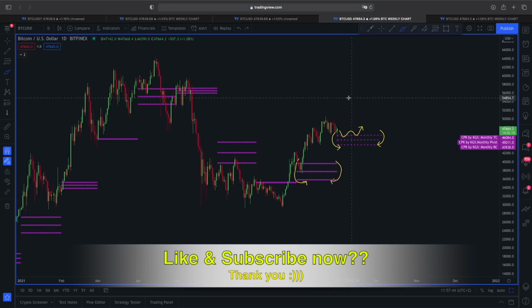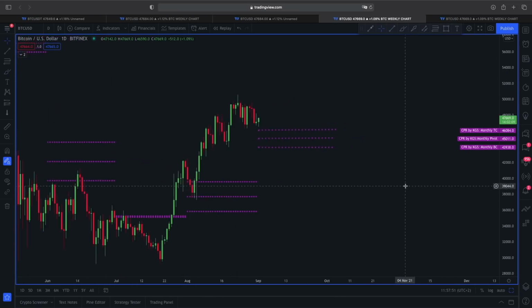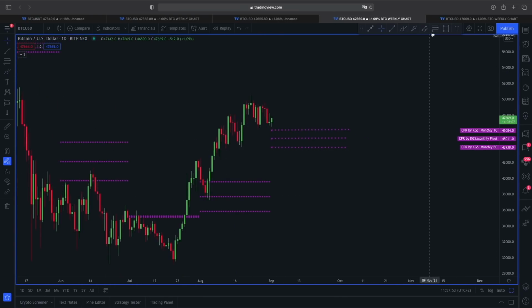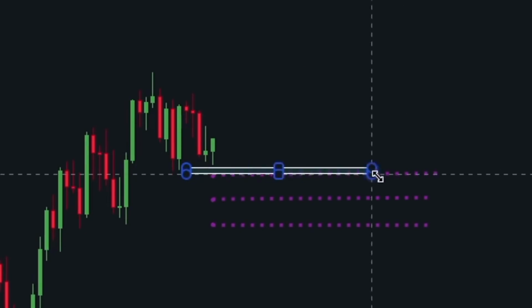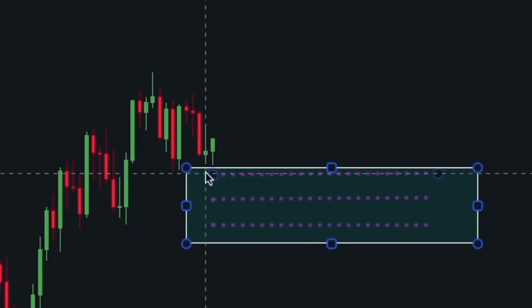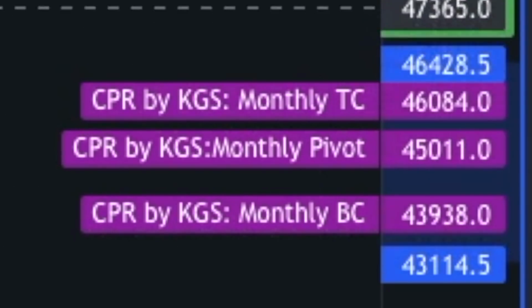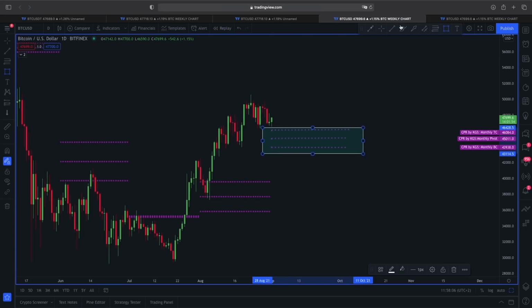The reason why I'm actually calling this movement is because right now, if we look at this scenario here, you can see this here is a VCPR. A VCPR usually indicates the price is moving without touching the CPR line. The top CPR line right now is lying around $46,084.